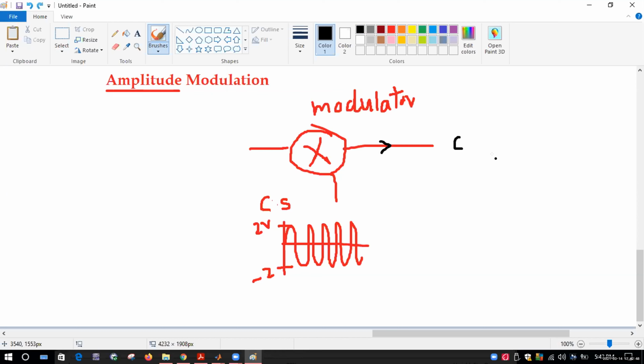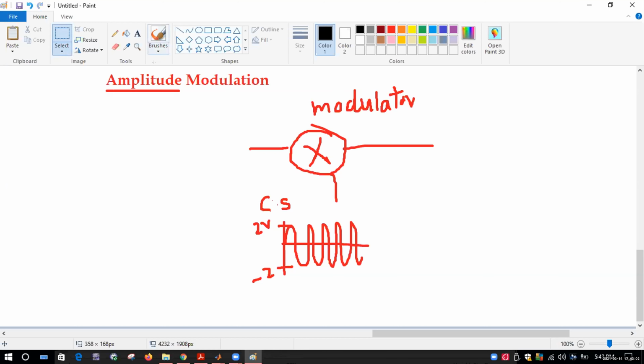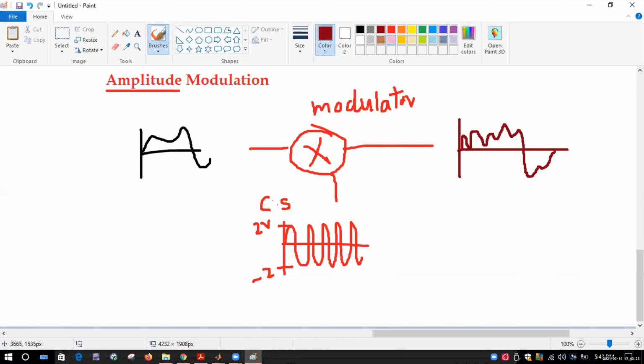But if you mix it with the information signal, let's say your voice, what will happen to the carrier? The amplitude will change. Exactly. I will show you one thing more here. Let's say your signal is like this. This is your message signal. And here what you get at the output is something like this. This is your carrier whose amplitude is changed.